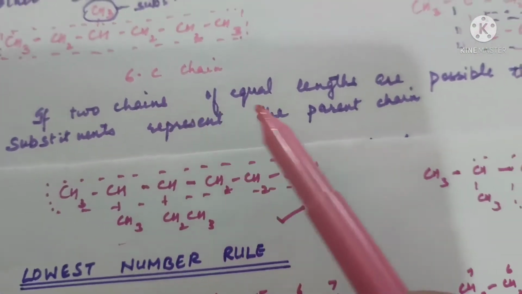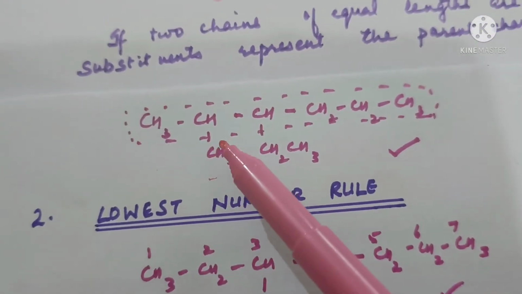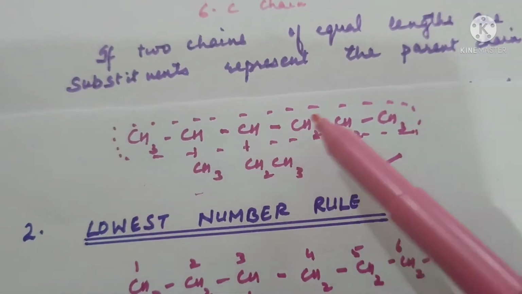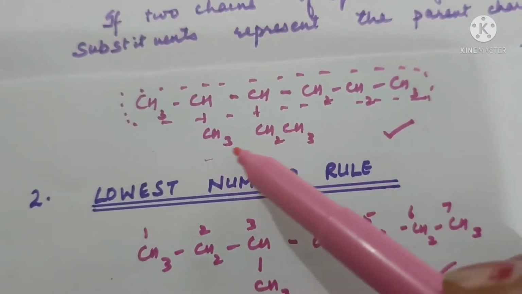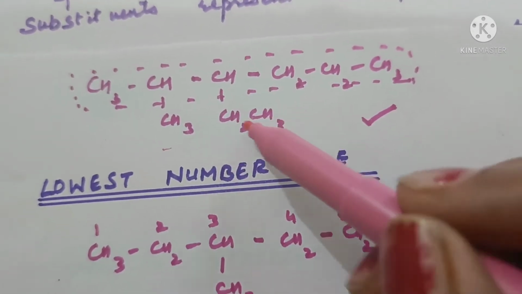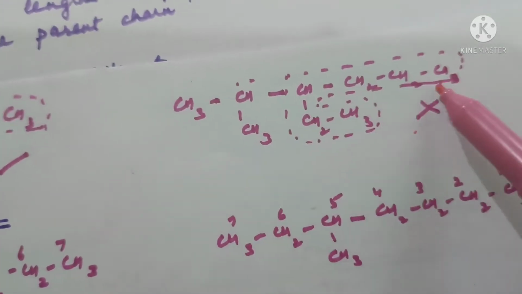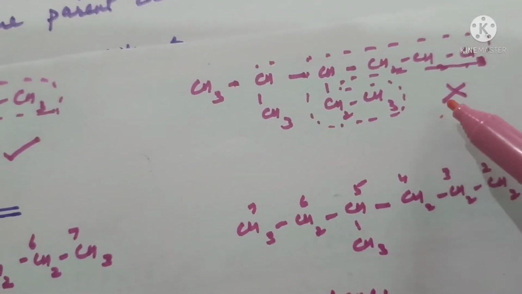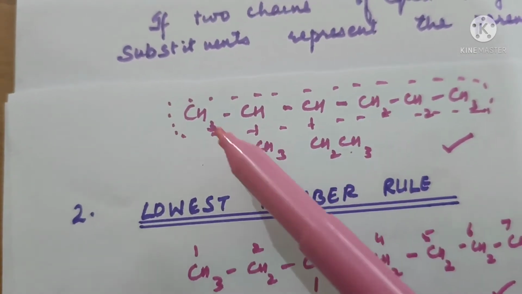So the chain has to be continuous, not necessarily straight. But in case there are 2 chains of equal lengths, then that chain will be selected which has greater number of substituents. For example, in this compound, we can have this chain which is of 6 carbon atoms and consists of 2 substituents, methyl and ethyl. Whereas if we select this chain, this also consists of 6 carbon atoms, but it has only 1 substituent over here. So this chain is not selected. This compound will be named by selecting this chain and the name will be 3-ethyl 2-methyl hexane.